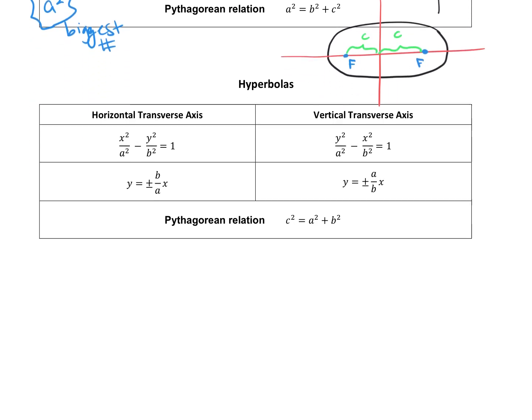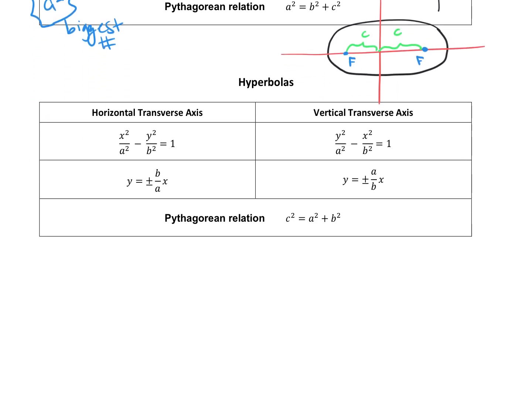All right, lastly, we have hyperbolas. Hyperbolas, what you want to notice is you have those same looking fractions as an ellipse. However, a hyperbola will have subtraction. And it will equal 1 like an ellipse does, but it has subtraction equal to 1. With a hyperbola you can have a horizontal hyperbola or a vertical one.